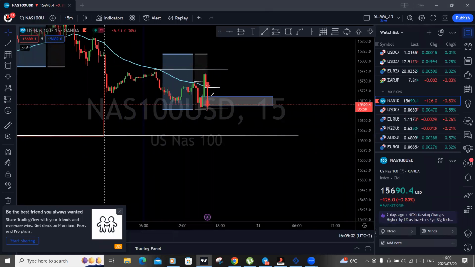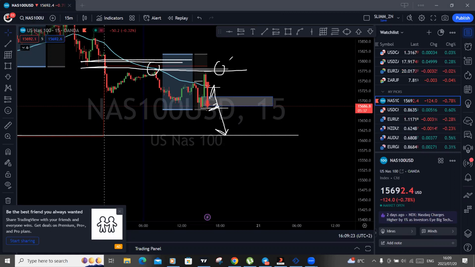We might get a pullback, but if we do and we come back below this zone, I'll be adding more sales. But if price decides to come up and break this, I'm still looking at this as my point of interest for sales, because this is now a flip zone. Like it was a support broken, it's now a resistance.